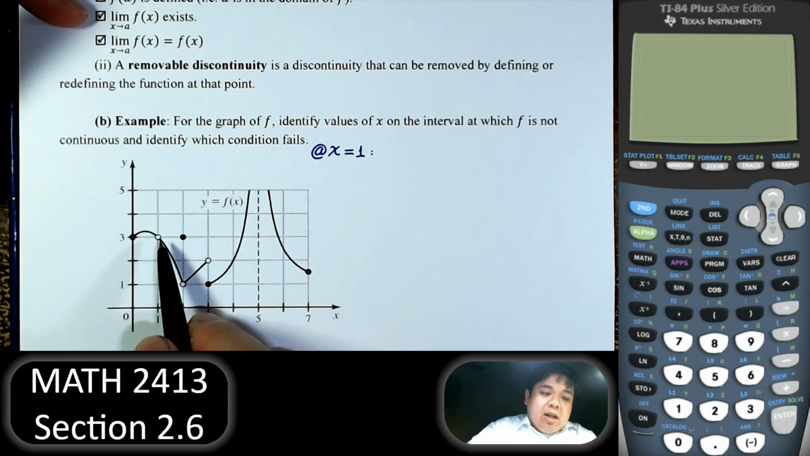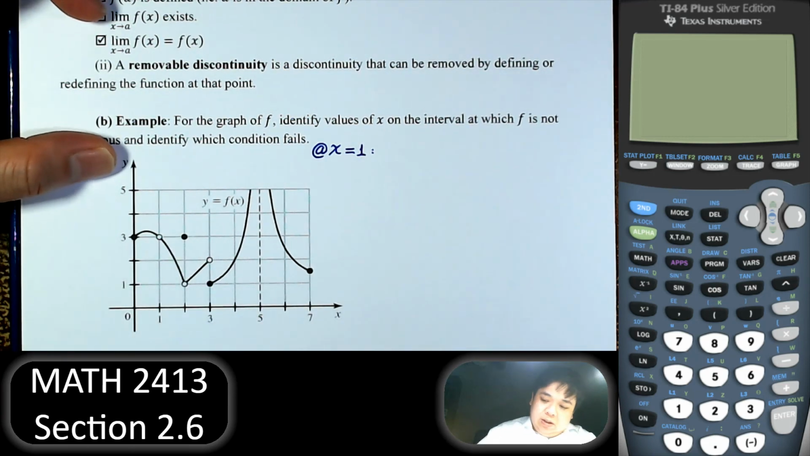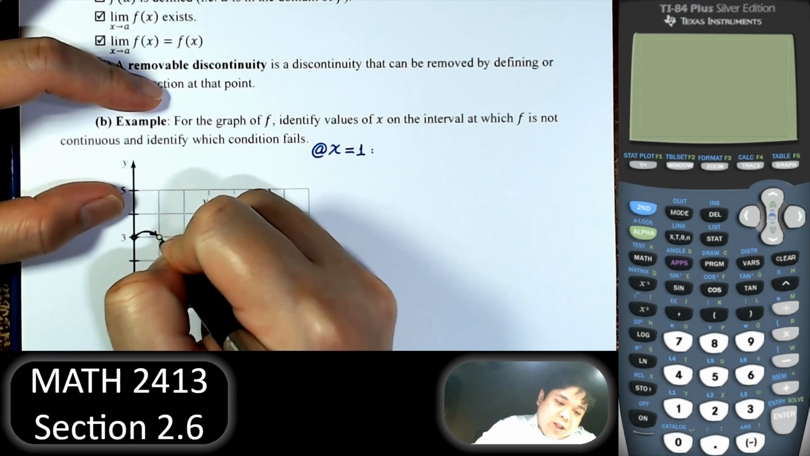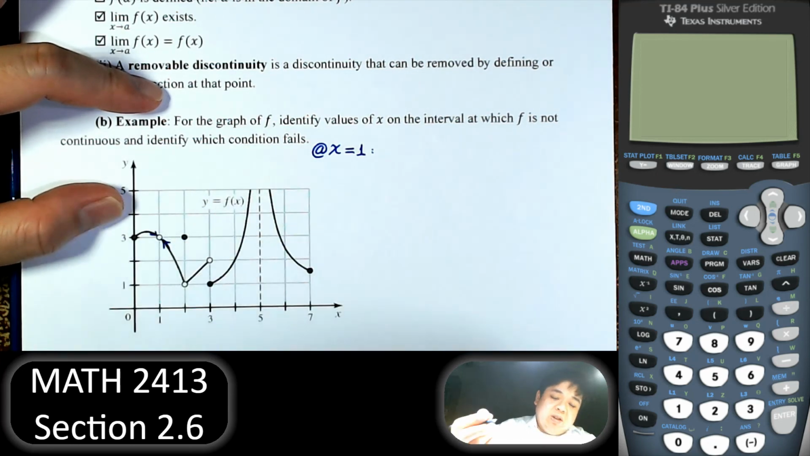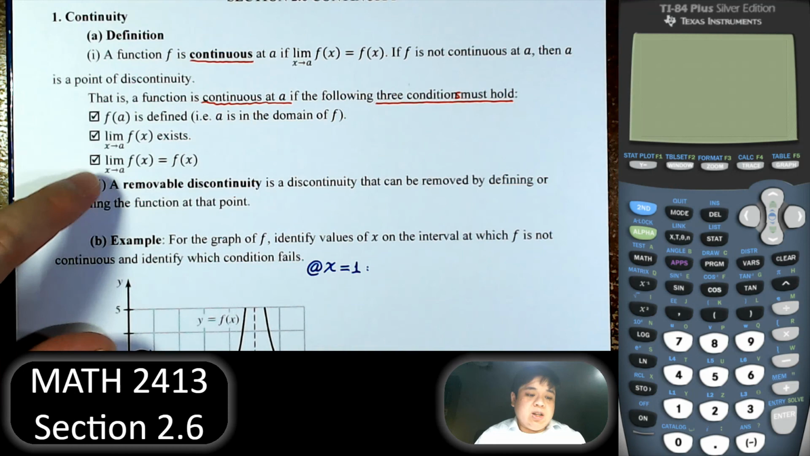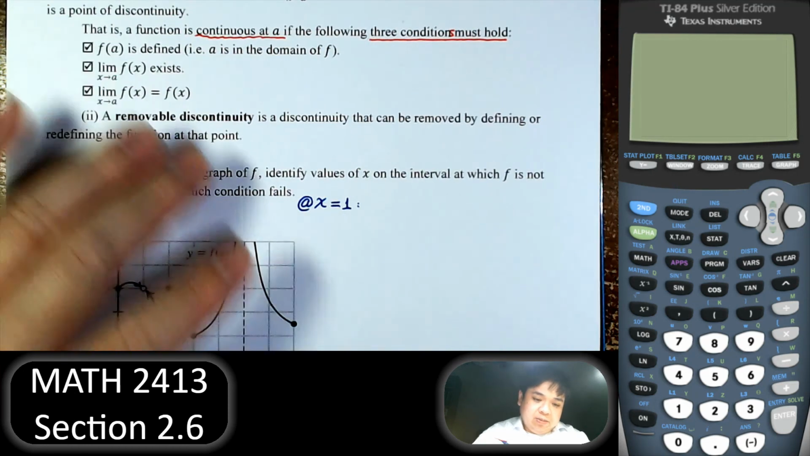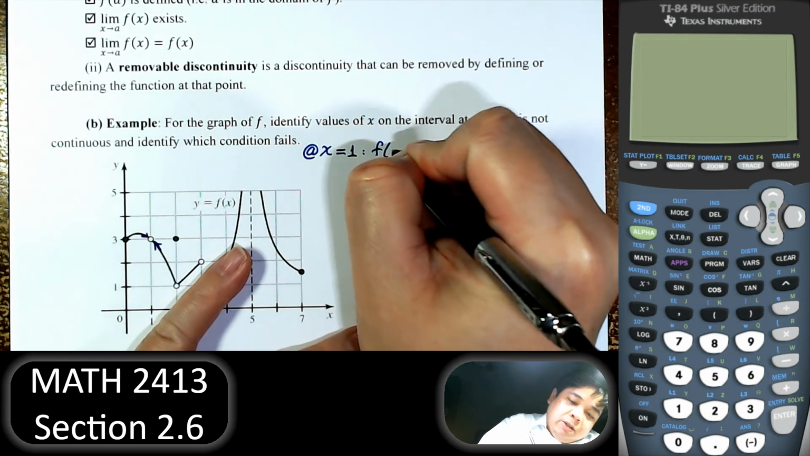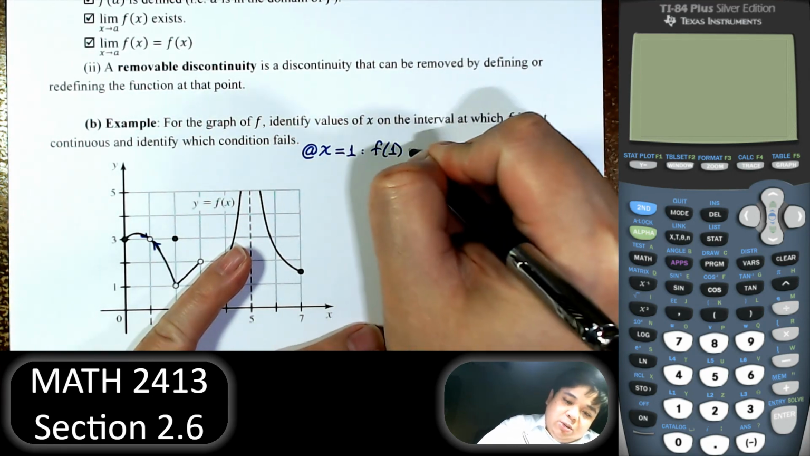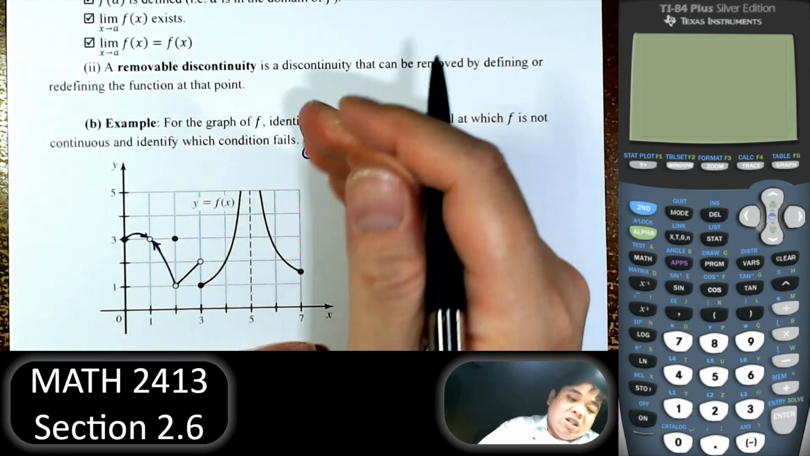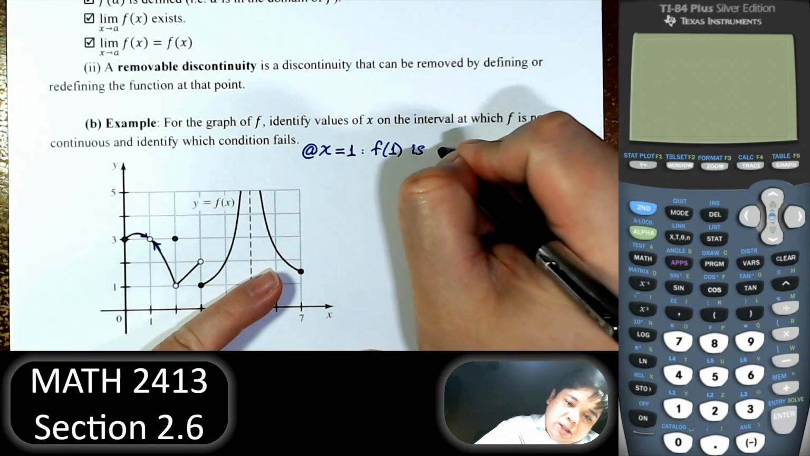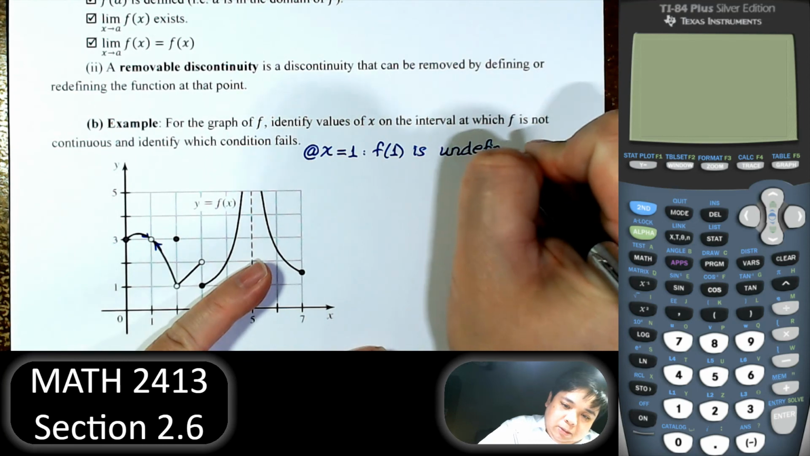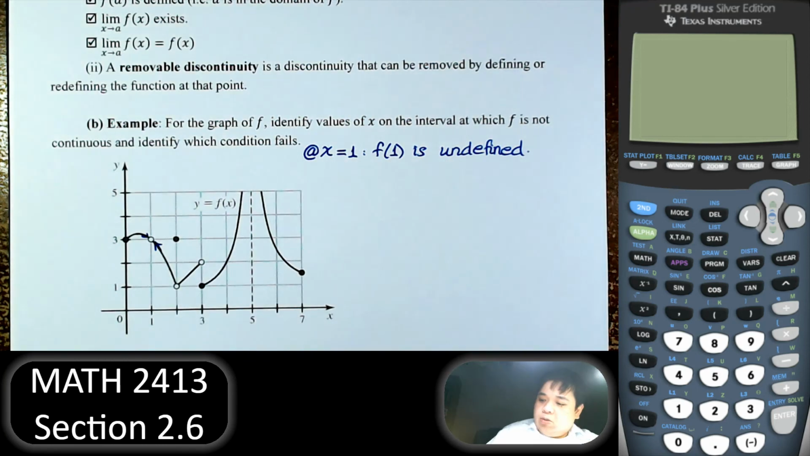The limit does exist though, and goes to 3. But because the function is not defined, we cannot have the last condition. So we say when x equals 1, f of 1 is undefined, so it's not continuous. We only list the points that are not continuous. So that's the first one.